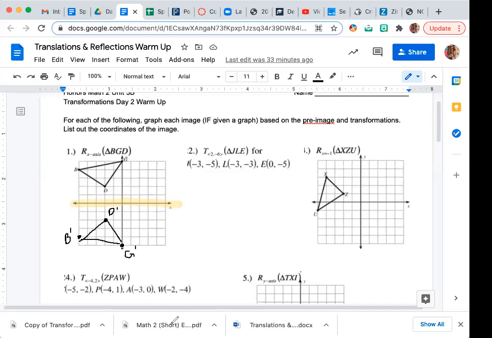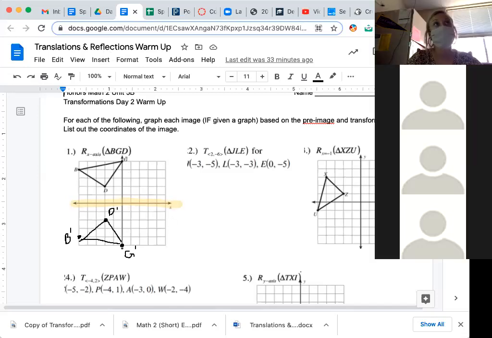Oh my goodness. This is hard. Clicking and dragging. Yes. Yeah. That's why I don't like doing it. I like using the overhead better.